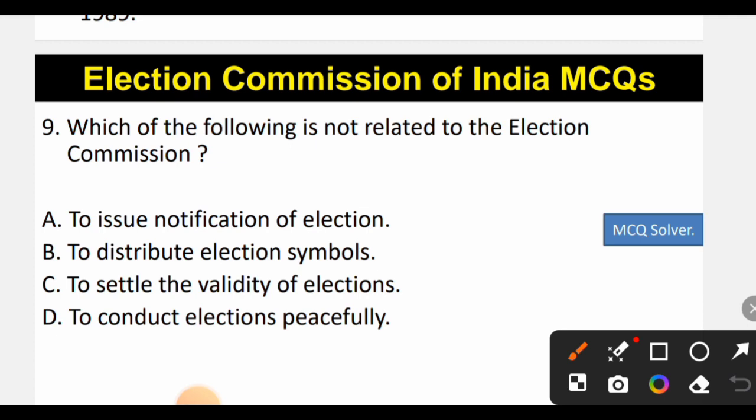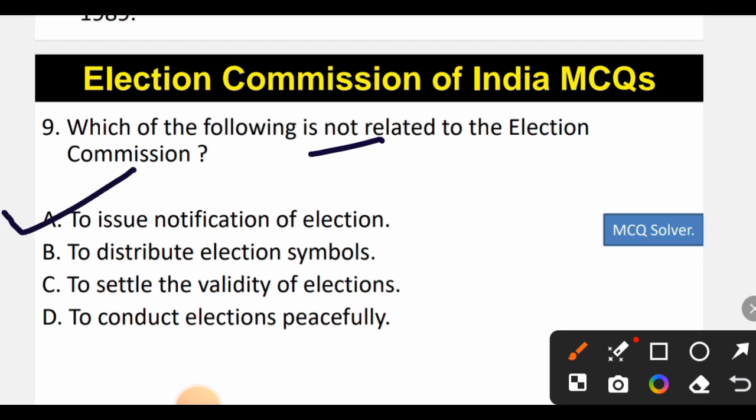Also when it comes to statement C, it says to settle the validity of elections. It is also correct because this is the function of Election Commission of India. And statement D, to conduct elections peacefully. Now this is also one more function of Election Commission of India. In the question it is asked which is not the function related to the Election Commission.